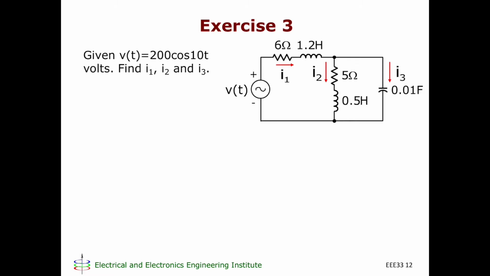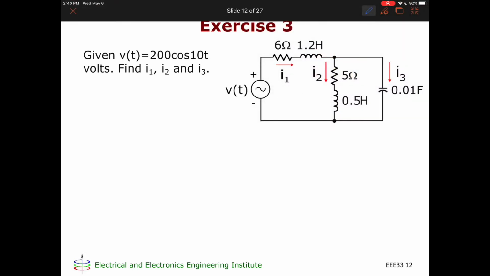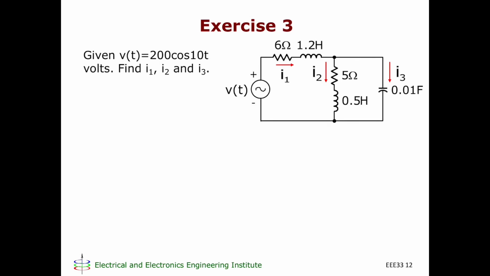Let's try another exercise. Okay. So given V of t equal to 200 cosine 10t volts, find I1, I2, and I3. So again, as we've done in all the previous problems, the first step would be to transform the network.